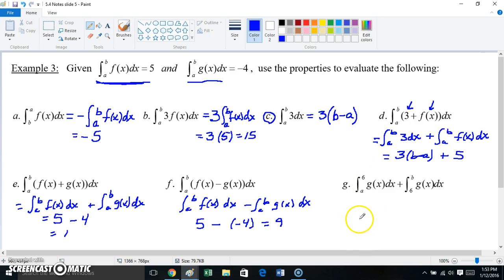Okay, the last expression says the integral from a to 6 of g of x plus the integral from 6 to b of g of x. So the only thing we need to assume in order to answer this question is that 6 is on the interval a to b. All right, and if that is the case, we are adding those 2 integrals together and getting the integral from a to b of g of x dx, which is just negative 4.